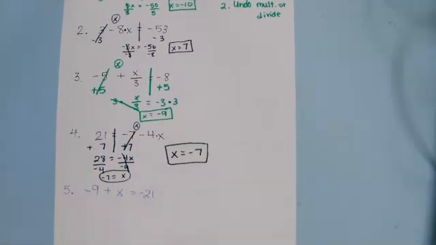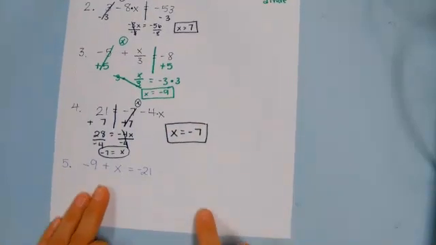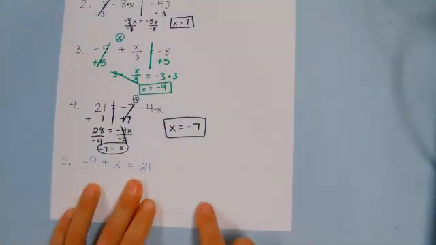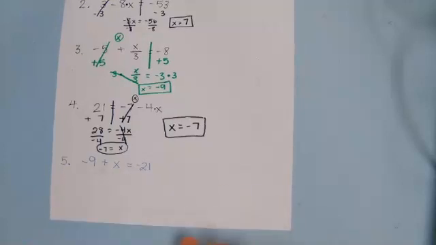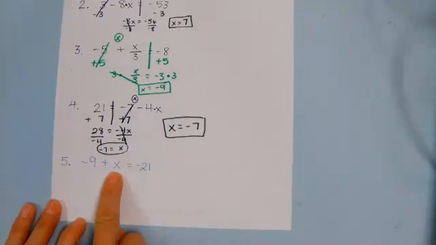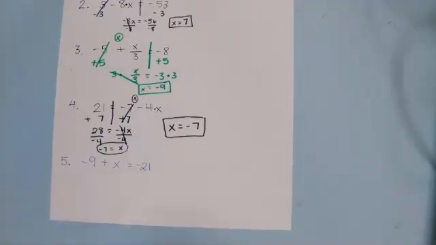Okay, the one I wanted you to add to your paper today is this: negative 9 plus x equals negative 21. So there's really two ways to think about this. You can think about it as a one-step equation, which we started with, or if your brain is in the mode of doing two steps, you can realize that an x without a number really has a hidden 1 in front of it, and you can write that in. Now it looks like all the ones we've been doing.